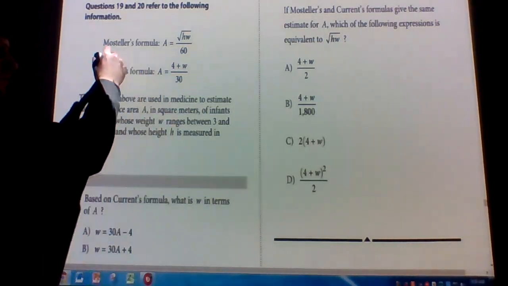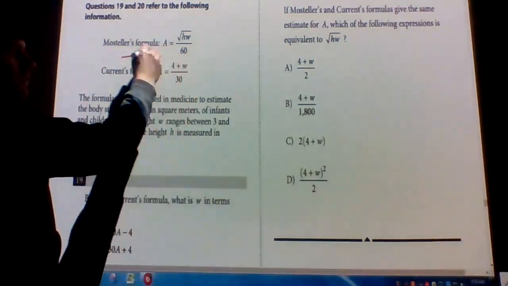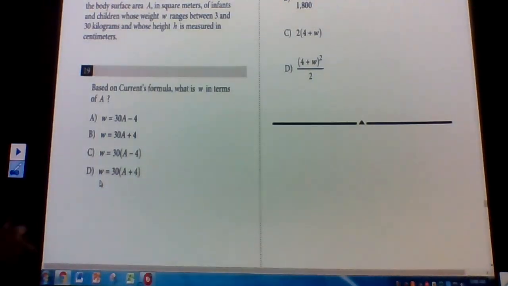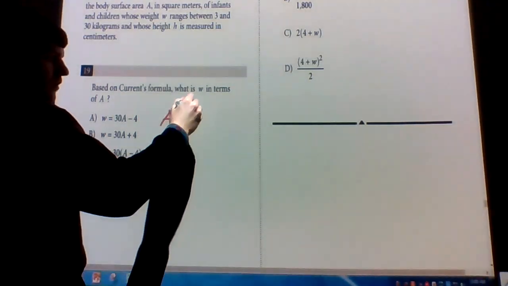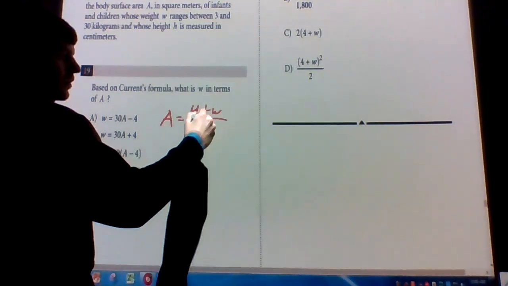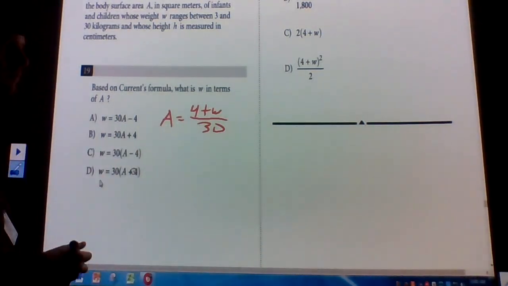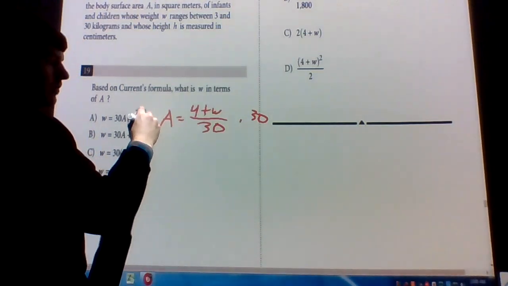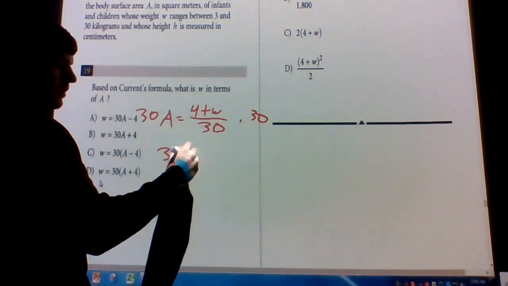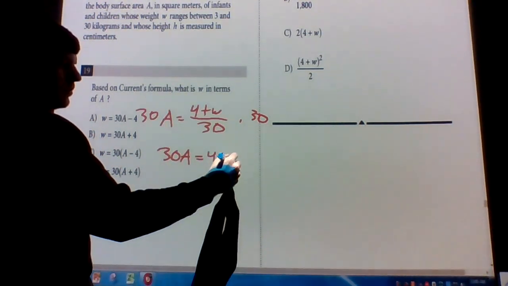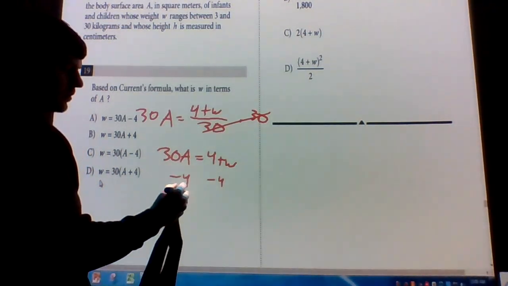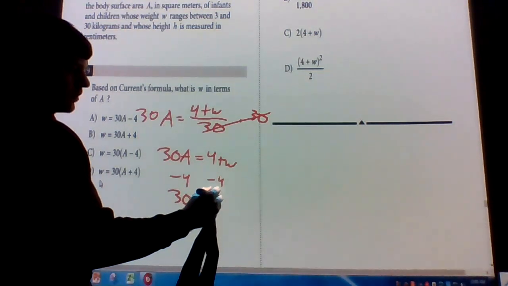So we're going to use Current's formula here, which is A equals 4 plus W over 30. We basically want to solve for W. We want to get this in terms of W. So we just simply multiply both sides by 30. So you have 30A equals 4 plus W, right? Those cancel. Okay, and then we want to subtract 4. So 30A minus 4 equals W.